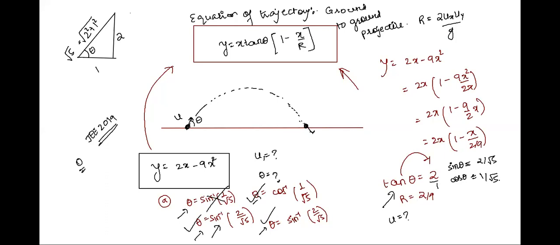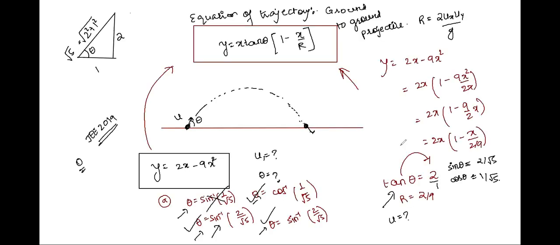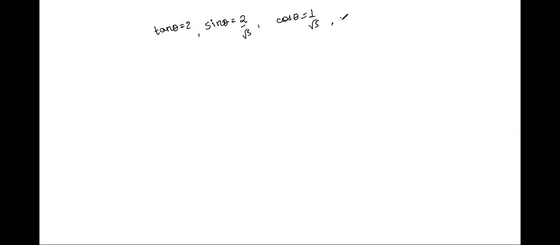See what all we have got. We have tan theta equal to 2. We have sine theta is equal to 2 by root 5. We have cos theta is equal to 1 by root 5. We also have the r value, that is 2 by 9. Right.